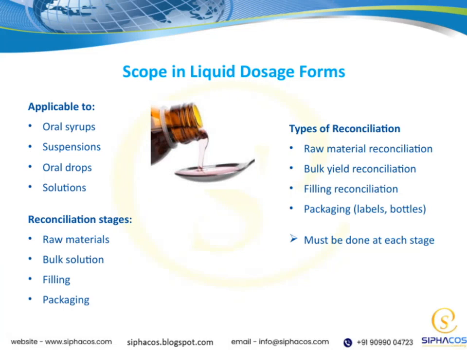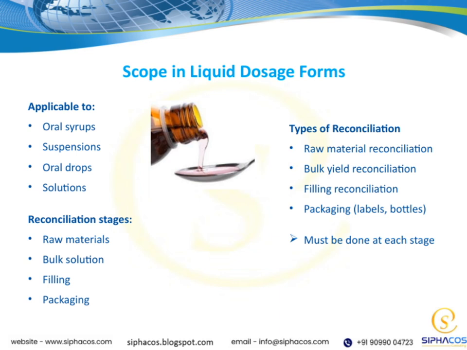Now, let's take a closer look at the different types of reconciliation we need to perform. First, we have raw material reconciliation, which involves checking the raw ingredients before they go into any manufacturing process. This ensures everything is accounted for right from the start. Next is bulk yield reconciliation, where we verify the yield after the bulk solution has been prepared. This helps us confirm that we're getting the expected amount of product from the raw materials.